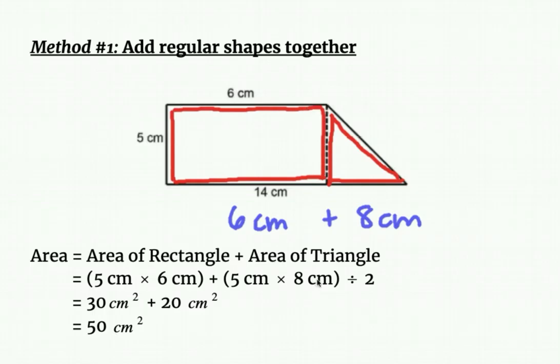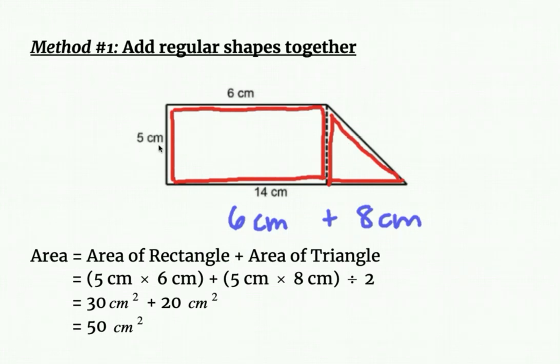The area of a triangle is length times width divided by 2, so I have to be careful on this one too. The length here is only 8, not the full 14, because 8 is from here to here. And then the height of it is just like the height for the rectangle. So I also have a height of 5.